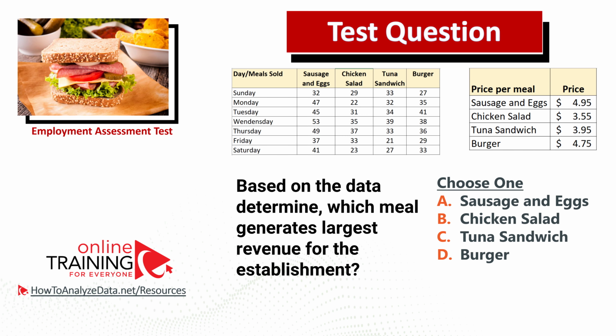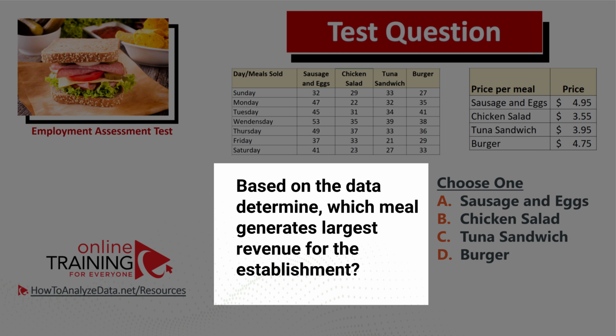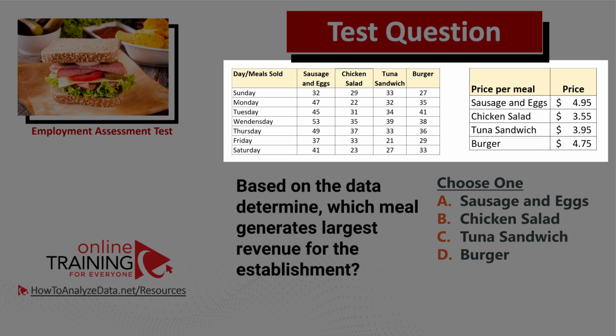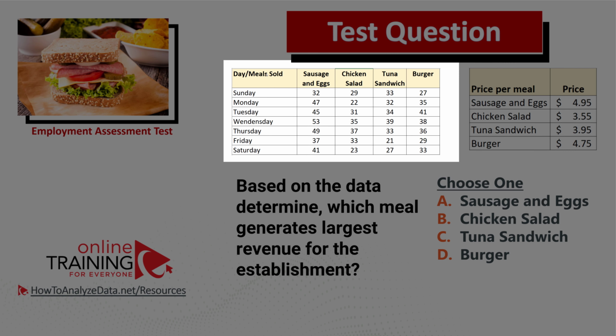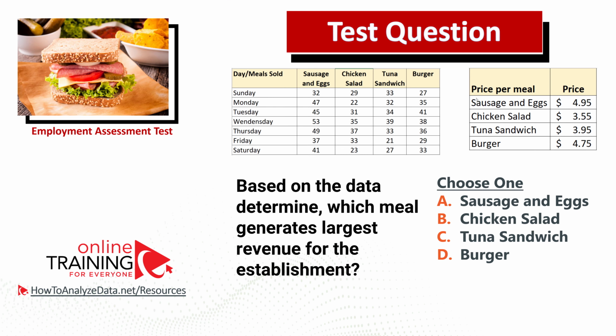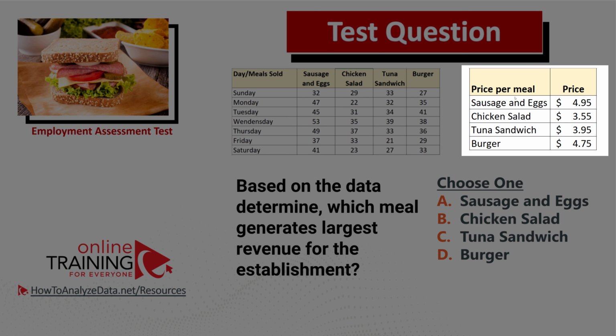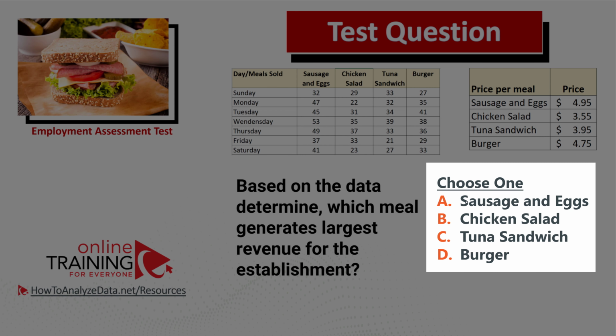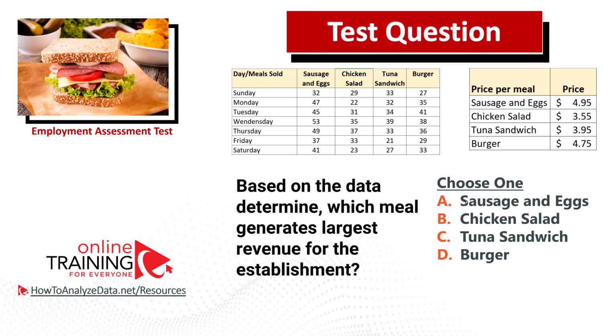Here's the sample question you might see on the test. Based on the data, determine which meal generates largest revenue for the establishment. And you have two data tables. You have day and meals sold, represented in the first table, and you have days Sunday through Saturday. You have 4 different meals: sausage and eggs, chicken salad, tuna sandwich, and burger. And you have daily sales for each one of these meals. You also have price per meal charged, and you have prices per meal for all different products. There are 4 choices. Each choice matches the meal. Do you think you know the answer?